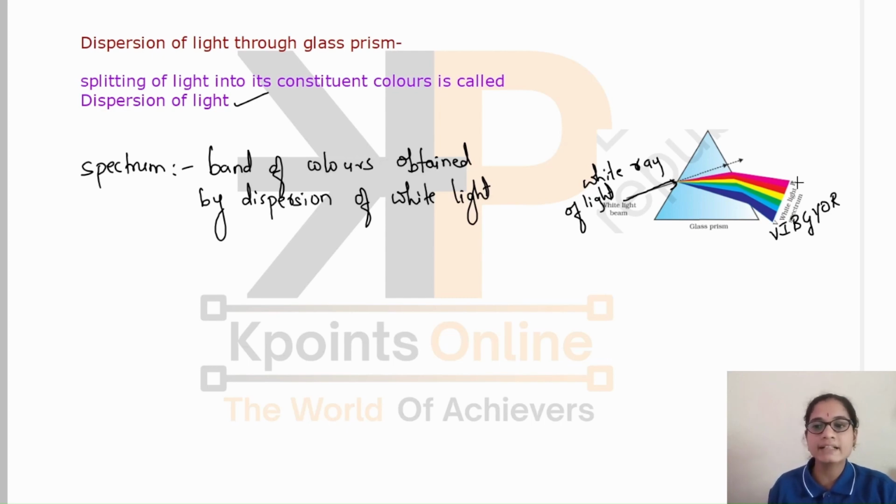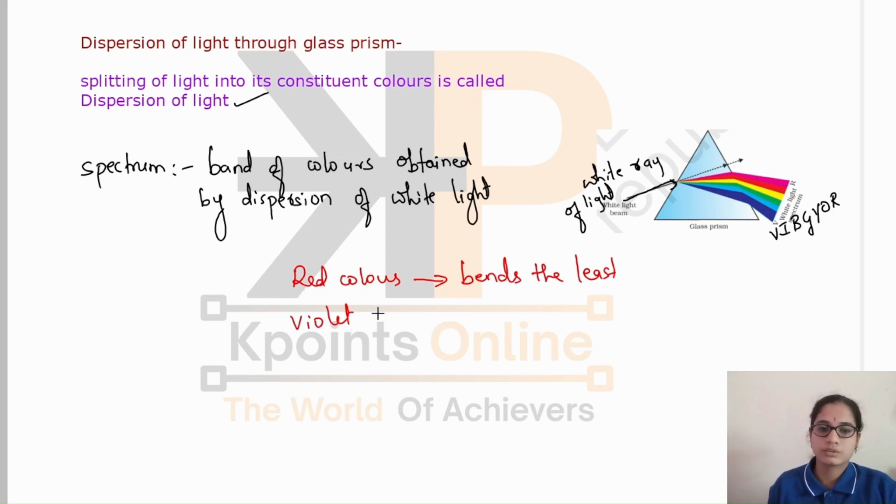You can see here red color bends the least. Red color, it bends the least. And you can see here violet color bends the most. Violet color bends the most. And also note here that the different colors have different wavelengths. That is, the distance between two consecutive crests or troughs is called wavelength. And also different colors have different wavelengths.